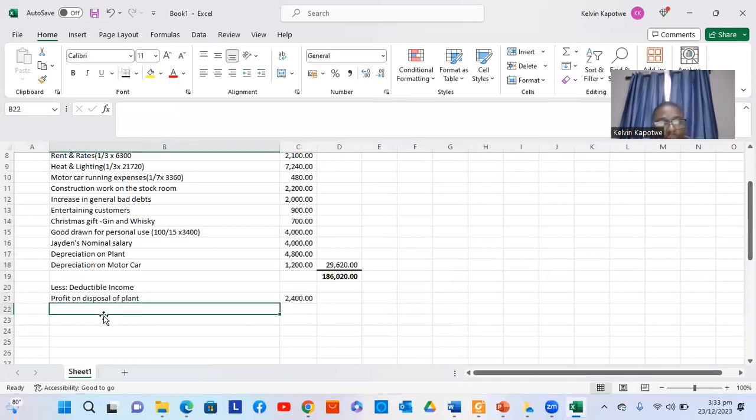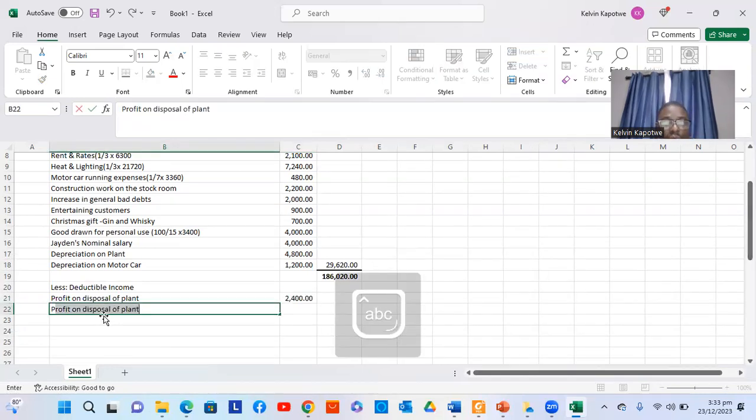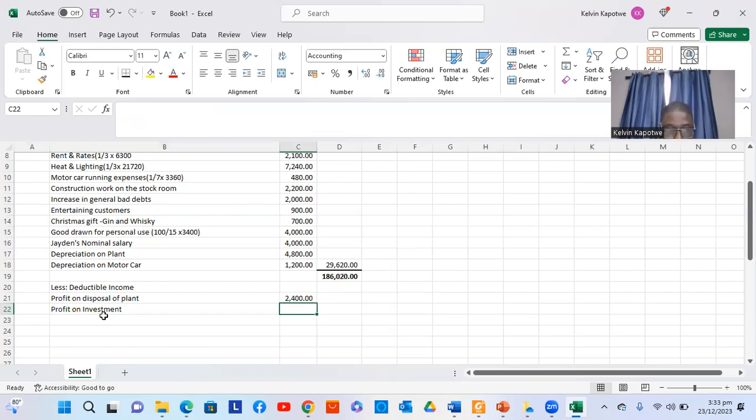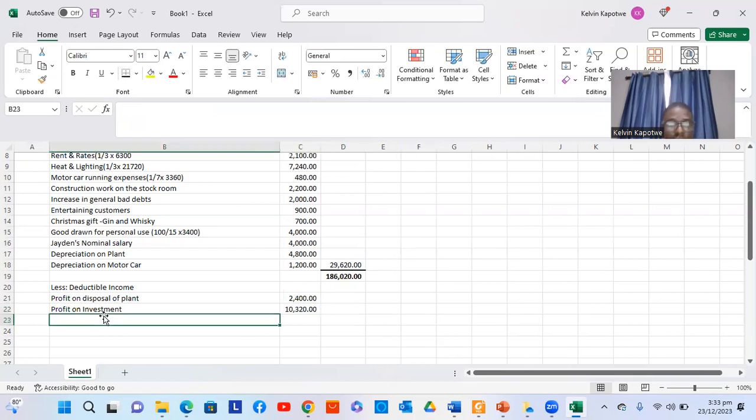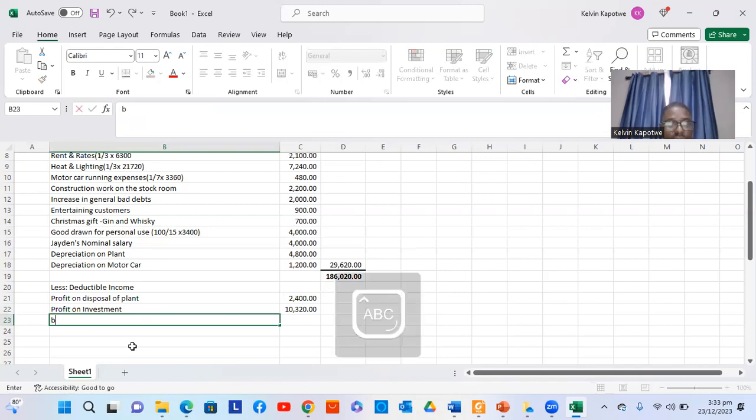Then the other income there is profit on investment. That was how much? 10,320. I did explain the reasons for these, colleagues. I'm not going to belabor the point. Then lastly is bank interest received.